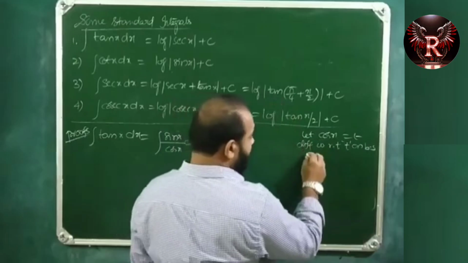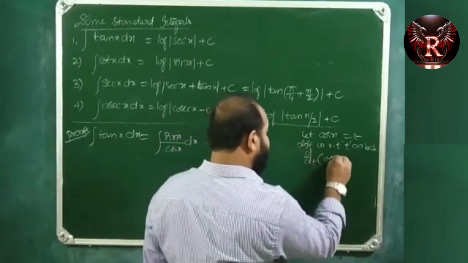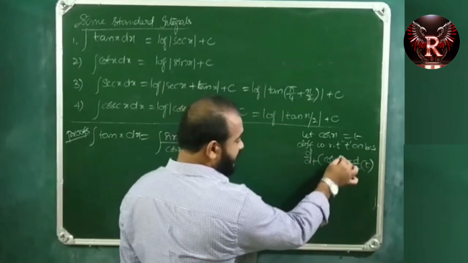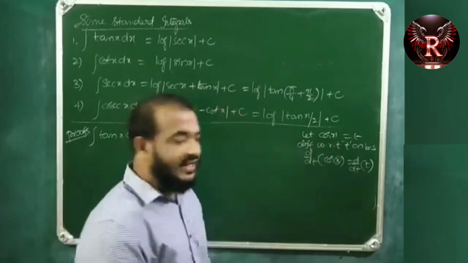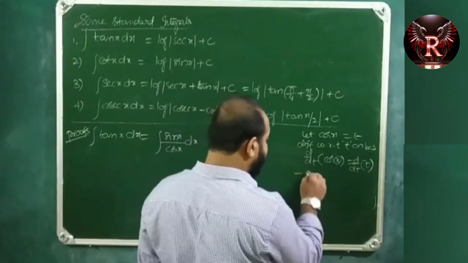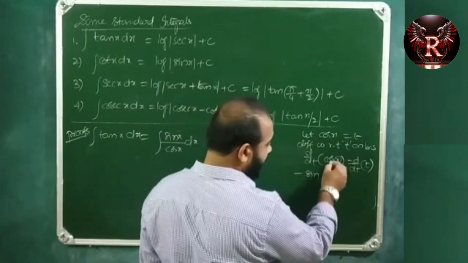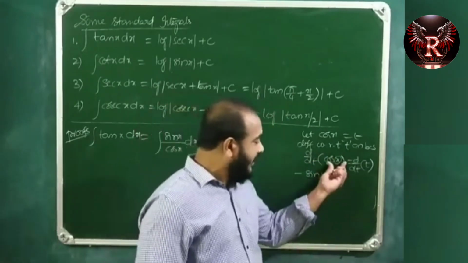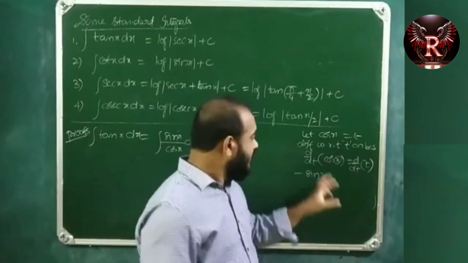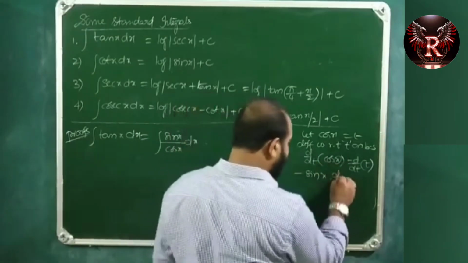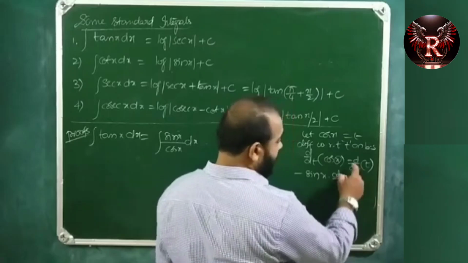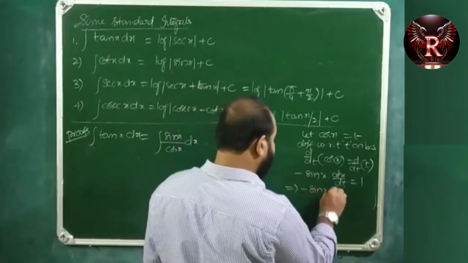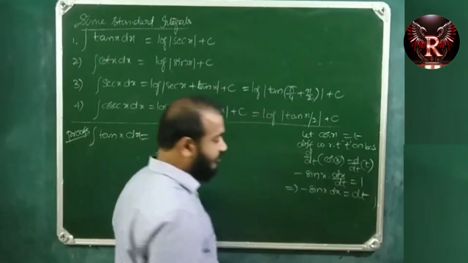So d by dt of cos x is equals to d by dt of t. So let us assume x to be t. Now d by dt of cos t is minus sin t, in the place of t, x, and whatever we have treated to be t, we need to differentiate again. So d by dt of x is dx by dt. And d by dt of t is 1. So this is minus sin x dx is equals to dt.